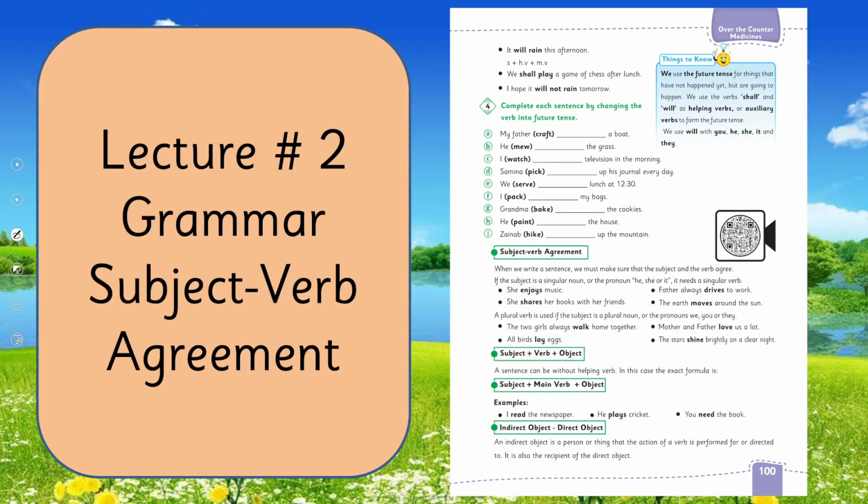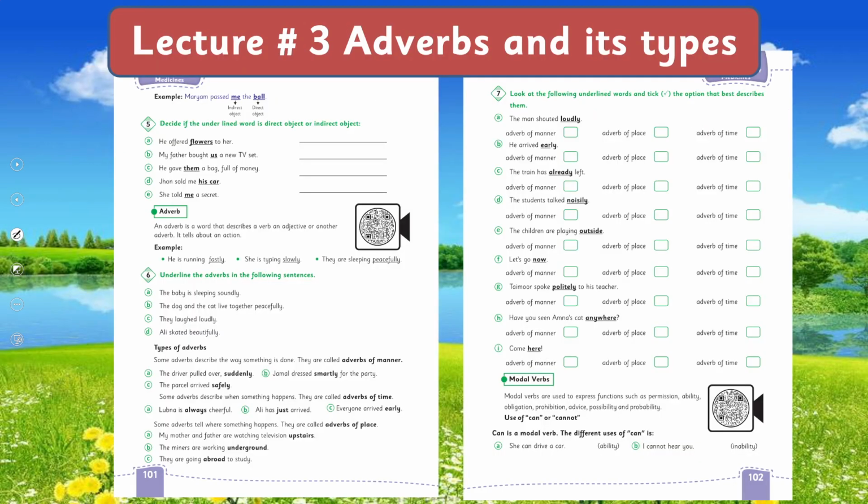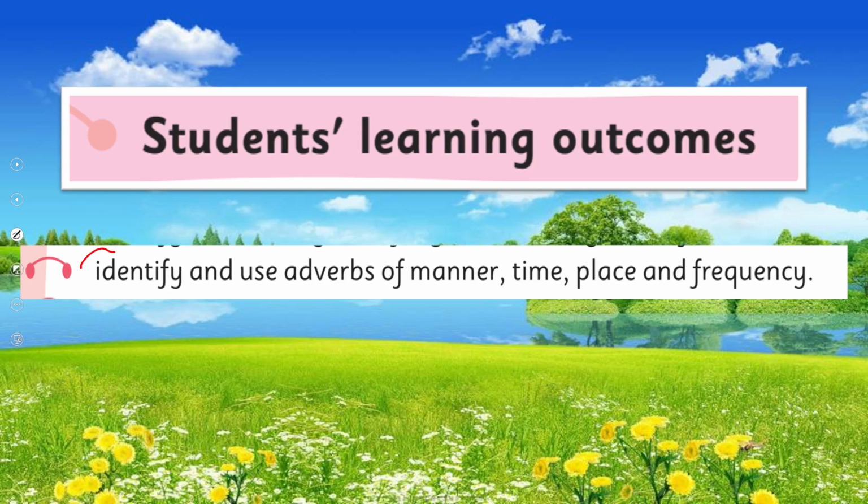And in our lecture number 2, under the title of Grammar, we will learn about subject-verb agreement on page number 100, and its SLO will be demonstrate the use of subject-verb agreement according to the person and number, recognize and use SVO pattern sentences with direct and indirect objects. In lecture number 3, we will learn about adverbs and its different types, and its SLO will be identify and use adverbs of manner, time, place and frequency.